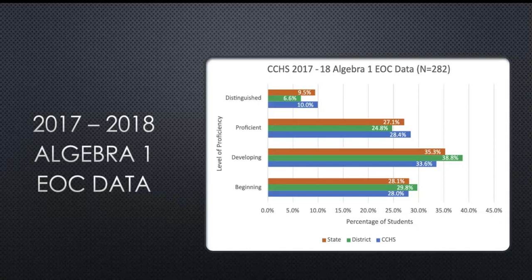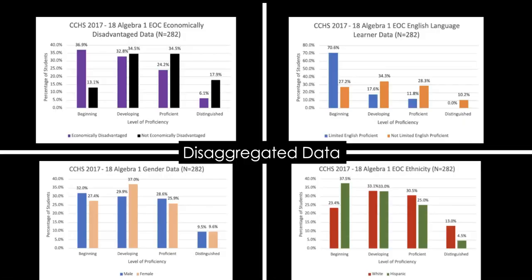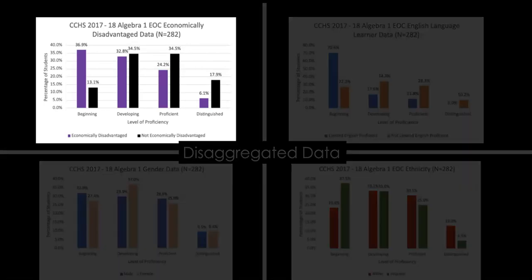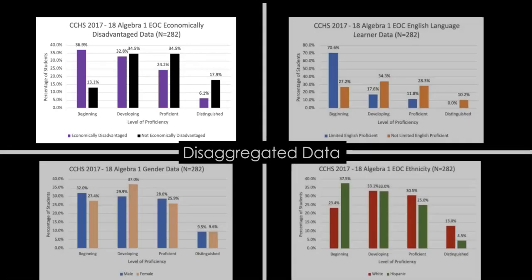Here we have the 2017-2018 school year. Once again, same color scheme. Coal Creek is the blue bar, green is the district, and then of course the orange or the rust color is the state. Broken it down here into different subgroups. Top left is going to be the economically disadvantaged.